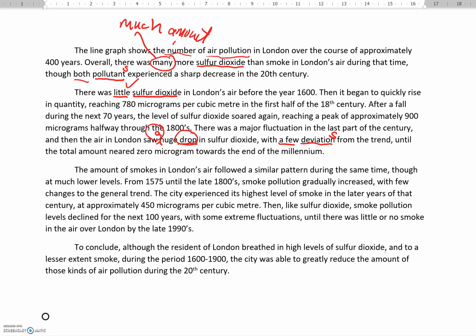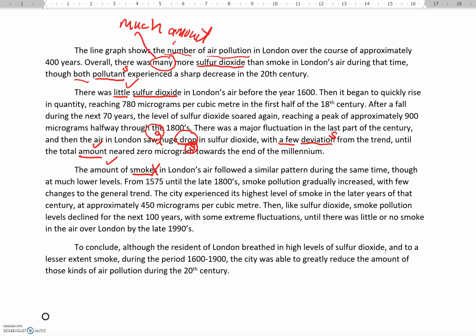Until the total amount, we're talking sulfur dioxide, so amount is correct, non-count, neared 0 micrograms. Even though it's 0, we need the plural s. 0 micrograms towards the end of the millennium. The amount of smokes, well, smoke is non-count, so we don't need plural, smoke. And amount is used with non-count, so that's good. The amount of smoke in London's air followed a similar pattern during the same time, though at much lower levels.